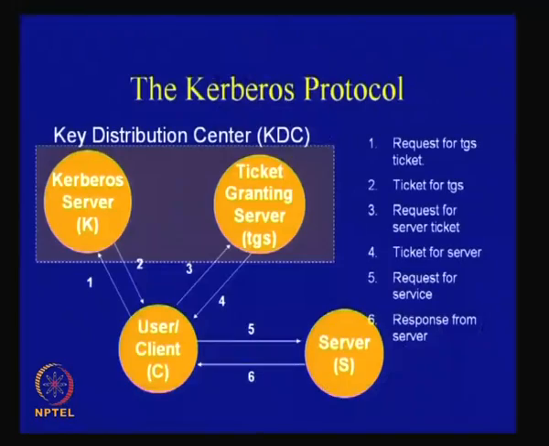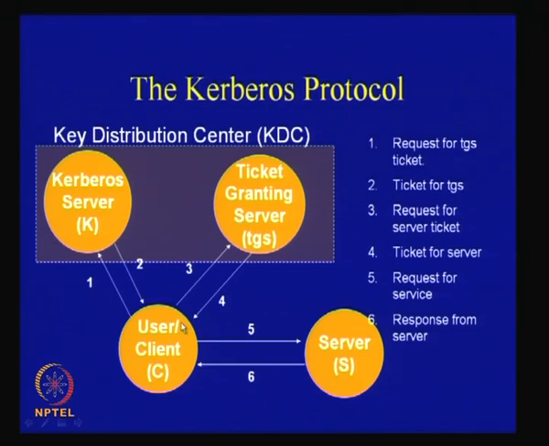Okay. So, what it does is that it first communicates with the Kerberos server. The key distribution center is made of two servers. One is called the Kerberos server, the other is called the ticket granting server, or the TGS. Okay. So, what the user client does is that it sends a request to this Kerberos server and asks for a ticket to communicate to the ticket granting server. So this is the ticket for TGS, for communication with the ticket granting server.